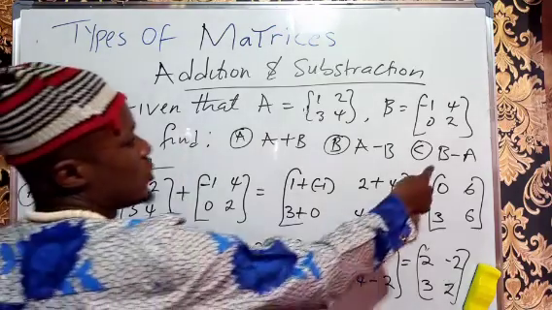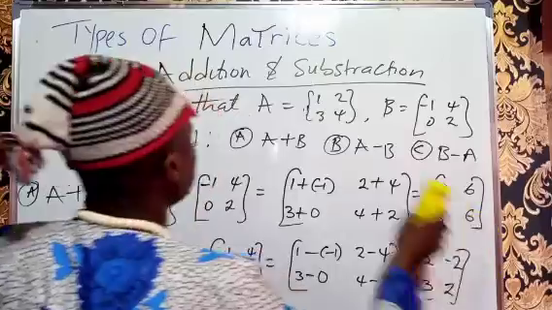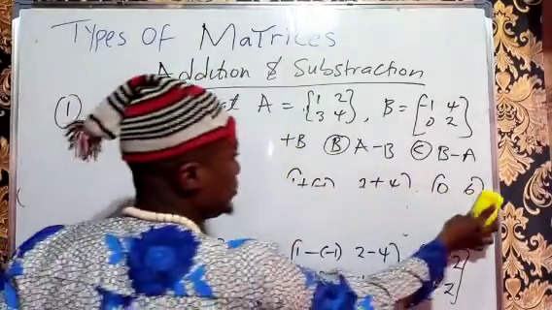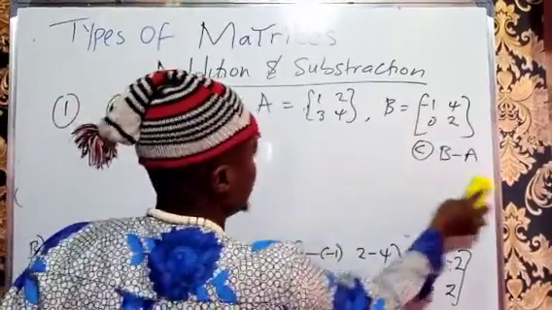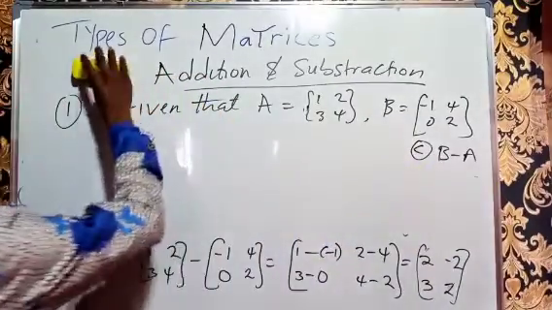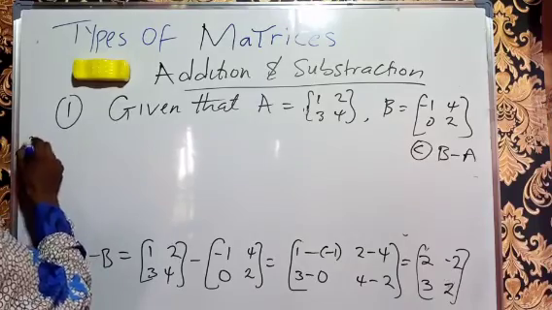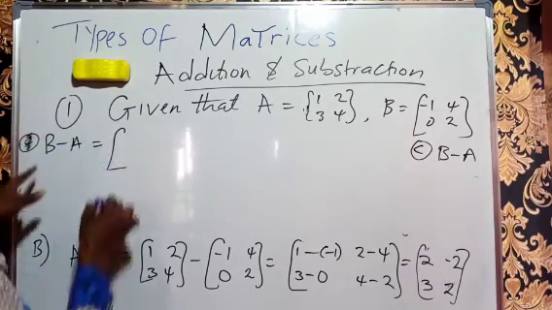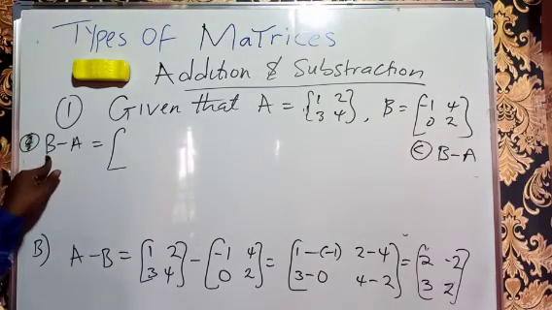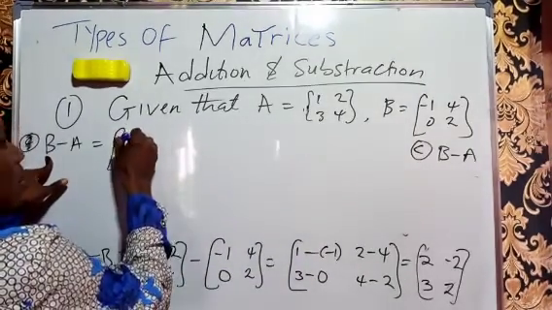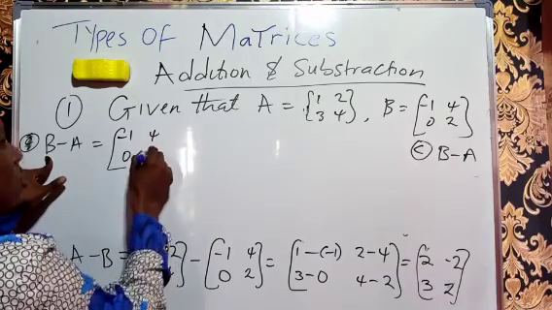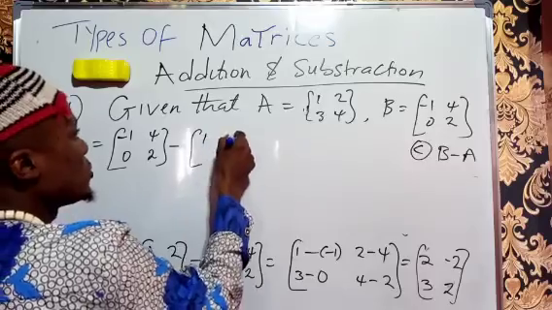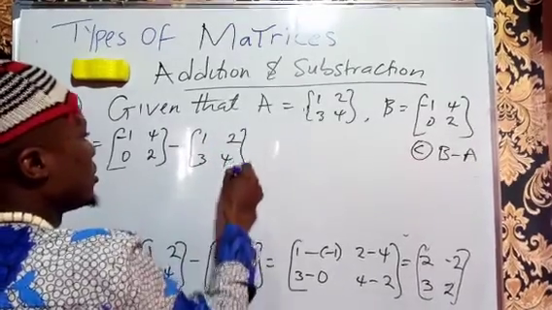We still have the third question, where we'll have B minus A. That is the next thing we need to get, for number c. B minus A this time means that B must come first. That's the implication. So B is now minus 1, 4, 0 and 2, minusing A, which is 1, 2, 3, 4.